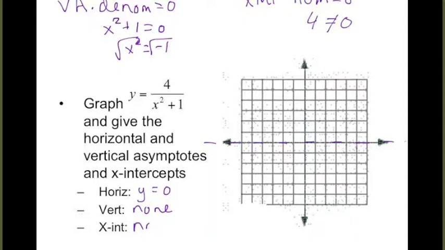So horizontal, we look at those powers of x. For this problem, the denominator was the winner, and so the rule says when the denominator wins, it's at y equals 0. Vertical asymptotes, we set the denominator equal to 0. We did that, and we got an imaginary. That means there's none. X-intercepts are where the top equals 0. So we set the top equal to 0, and it didn't work, so that means there's none.